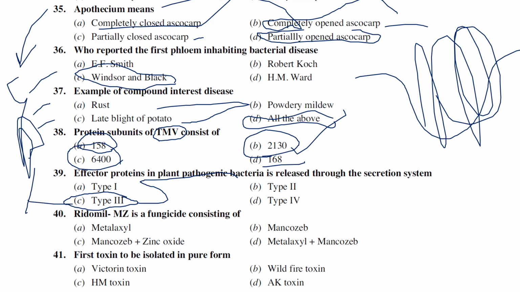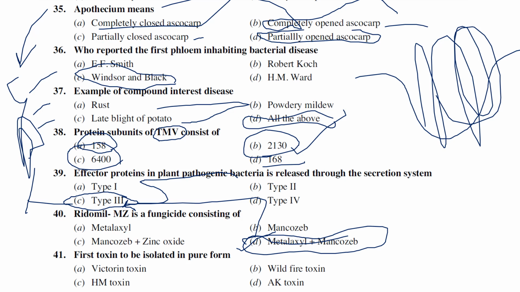Okay. Ridomil MZ is a fungicide consisting of metalaxyl, mancozeb, zinc oxide, metalaxyl plus mancozeb combination. So this metalaxyl plus mancozeb combination they are selling outside as Ridomil MZ. Ridomil Gold is the trade name of a combination fungicide of metalaxyl and mancozeb. So such combinations, the companies are selling outside with the trade name of Ridomil MZ or Ridomil Gold.